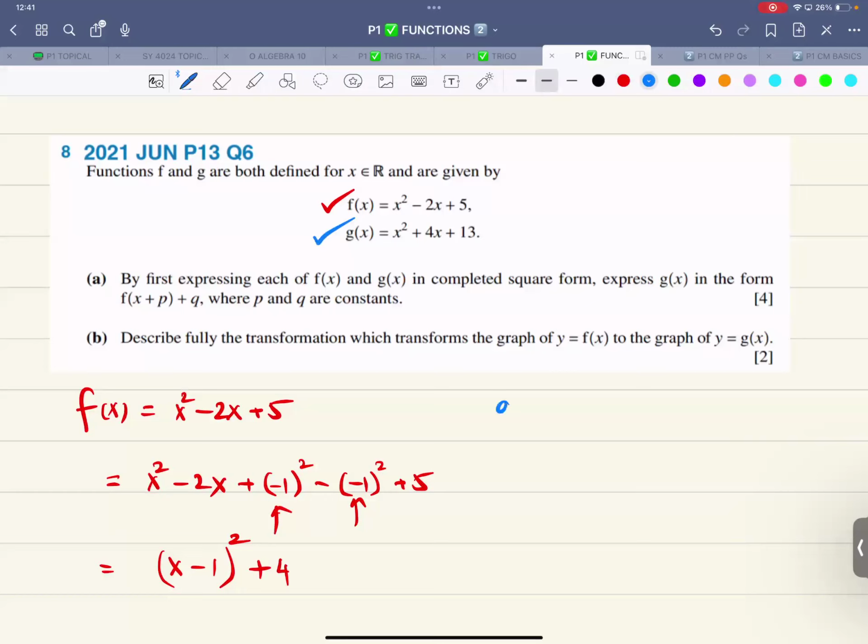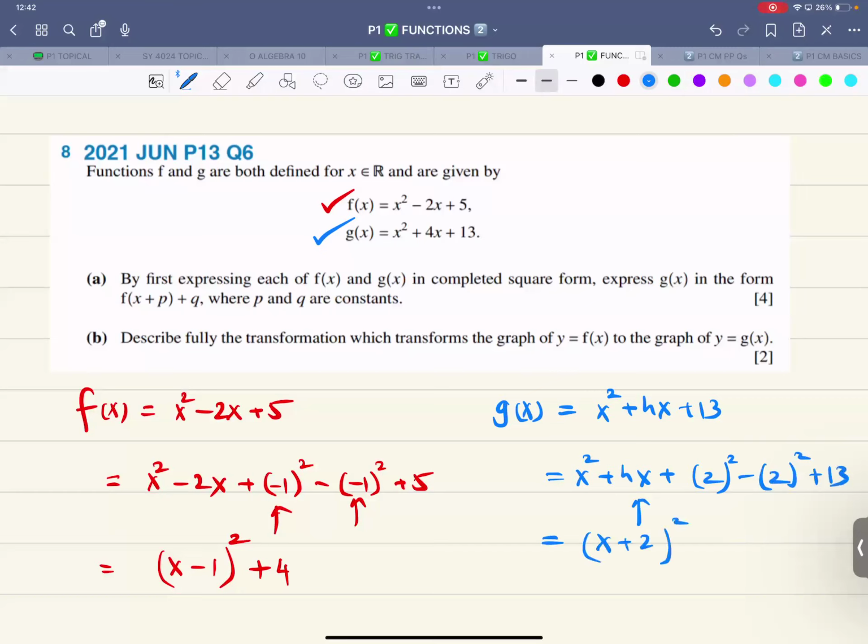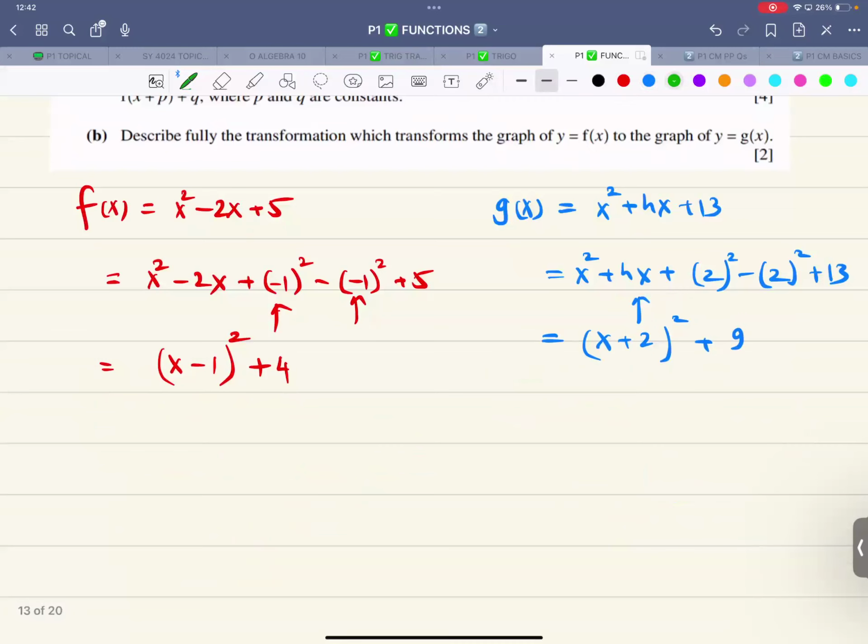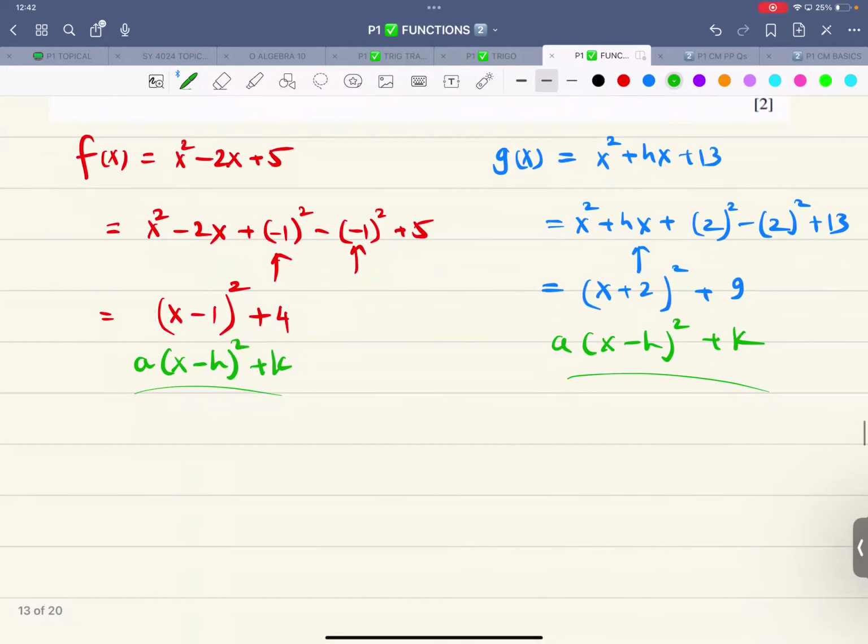Similarly, let me simplify g(x) according to the completed square form, that is x squared plus 4x plus 13. That is x squared plus 4x plus bracket square minus bracket square plus 13. What goes inside the bracket? Half the coefficient of x. Rewrite the first three terms as a perfect square. Simplify the rest. Negative 4 plus 13 is positive 9. Now, underneath both of them, write a(x minus h) whole square plus k. That is the gold standard. That is to get the vertex, the turning point, the stationary point.